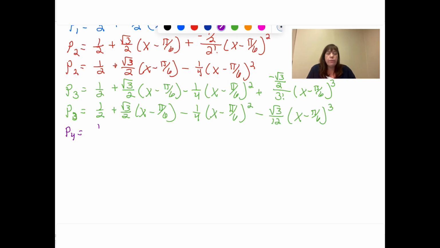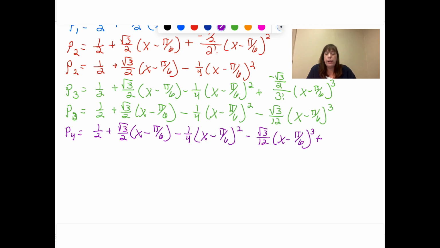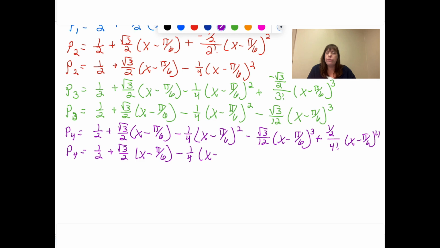Okay, our last one, let's find P4. That's going to be P3, and to find our last term, we're going to do plus our fourth derivative divided by 4 factorial times x minus pi over 6 to the 4th degree. Simplifying the final term, we end up with 1/2 plus the square root of 3/2 times x minus pi over 6, minus 1/4 times x minus pi over 6 squared, minus square root of 3/12 times x minus pi over 6 cubed, and then the last term is plus 1/48 times x minus pi over 6 to the 4th degree. Let's see what that graph looks like.